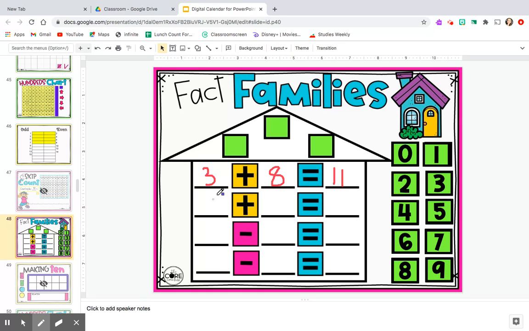Right, that would be 11 candy bars. All right, now let's reverse this. Let's put the 8 here. So if I had 8 candy bars and then I added 3 of those candy bars, I would still get 11 of those candy bars.